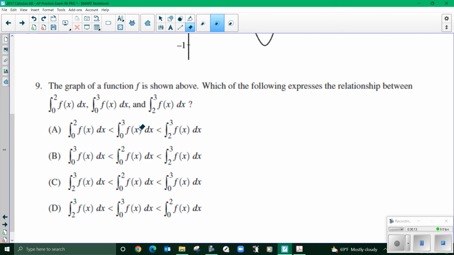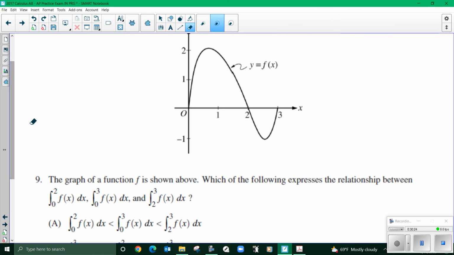The next smallest area should be in the middle, or I guess the middle area size, and then the largest area size should be listed last. So let's take a look at all of these areas. The first one, oh, here is my time to shine. The integration from 2 to 0, that's this whole area under the curve.